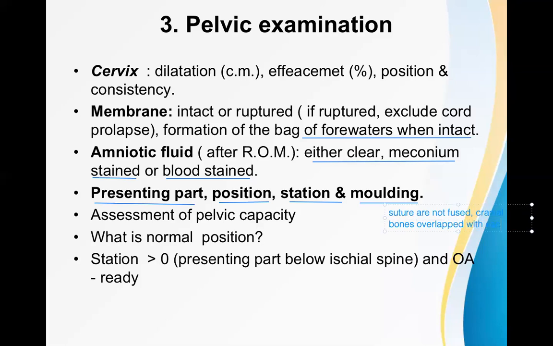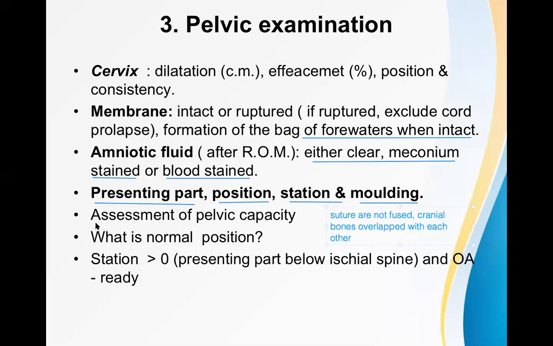Overlap with each other, so that the overall diameter becomes smaller and the head would be easier to come out. This is called molding. So let me explain again. When the head is trying to come out, because the sutures are well separated, they are not fused, the bones overlap with each other, so the diameter of the presenting part would be smaller than before. This is called molding. So we can find it out by pervaginal examination.